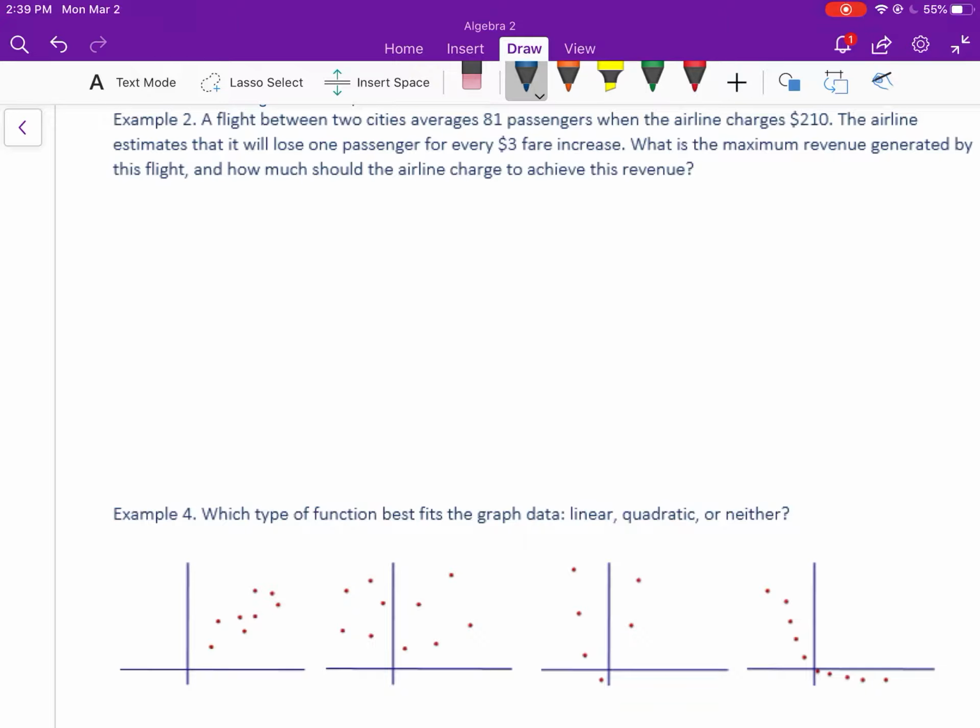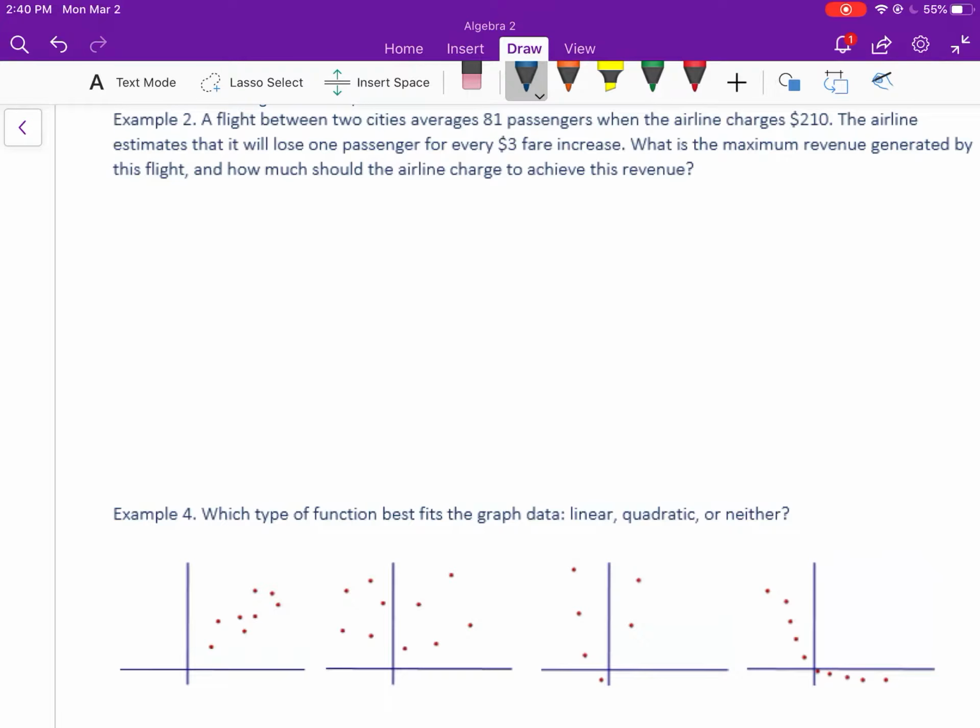So this one says a flight between two cities averages 81 passengers when the airline charges $210. The airline estimates that it will lose one passenger for every $3 fare increase. What is the maximum revenue generated by this flight, and how much should the airline charge to achieve this revenue?